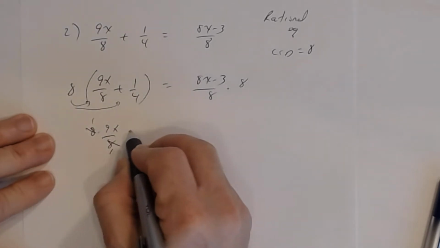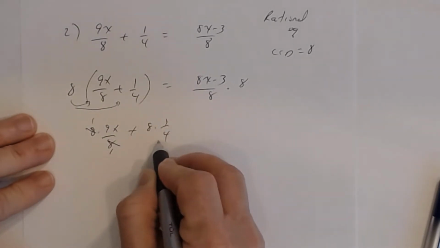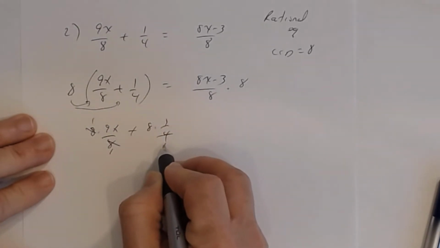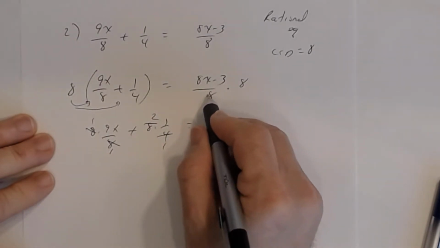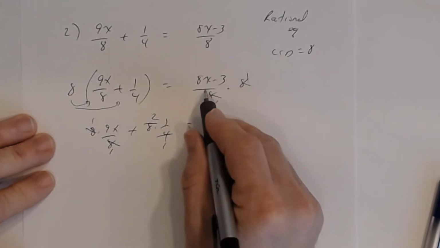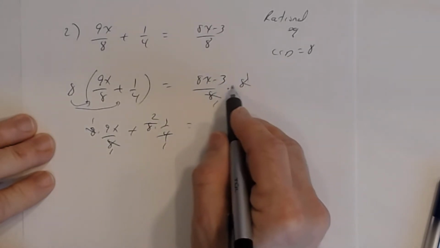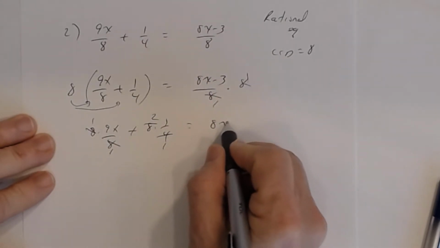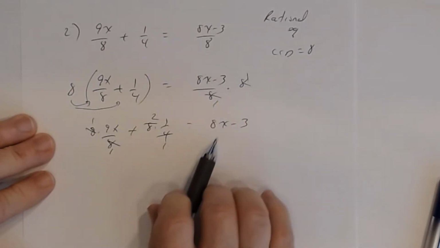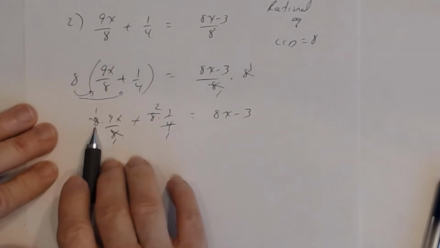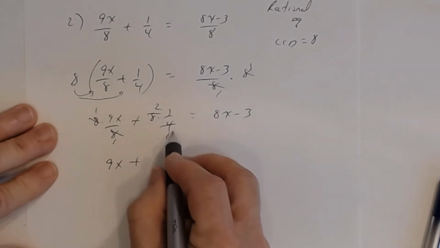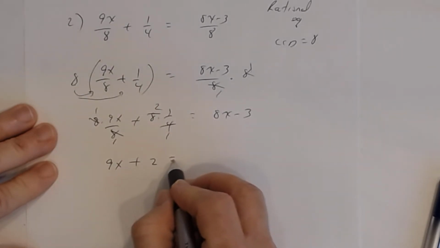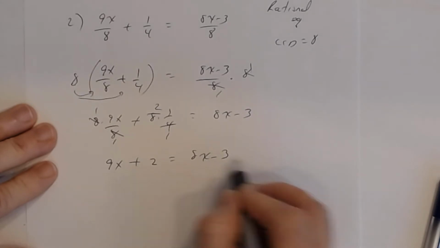Distribute here, you get plus 8 times 1 over 4. Reduce, 1. That's what you wanted, right? And then 2. Equal. And then I'm going to go ahead and reduce here. So 8's divide out, and you just get 8x minus 3 times 1 is 8x minus 3. So that is just this. 1 times 9x is 9x, plus 2 times 1 is 2, equal 8x minus 3.